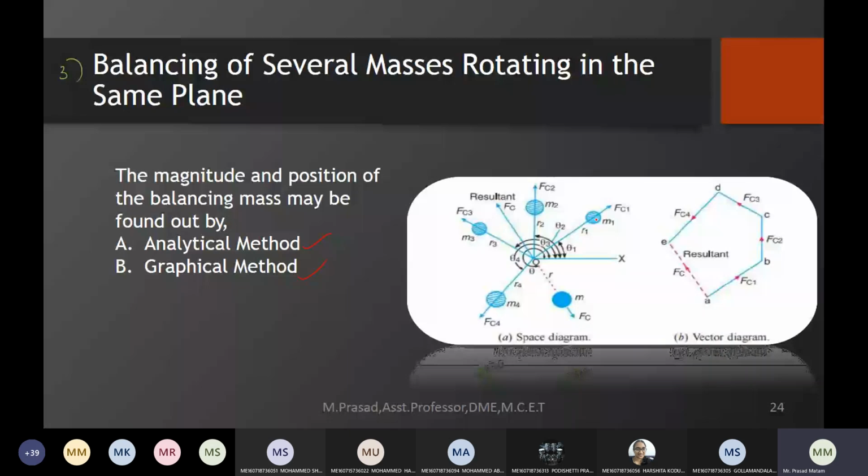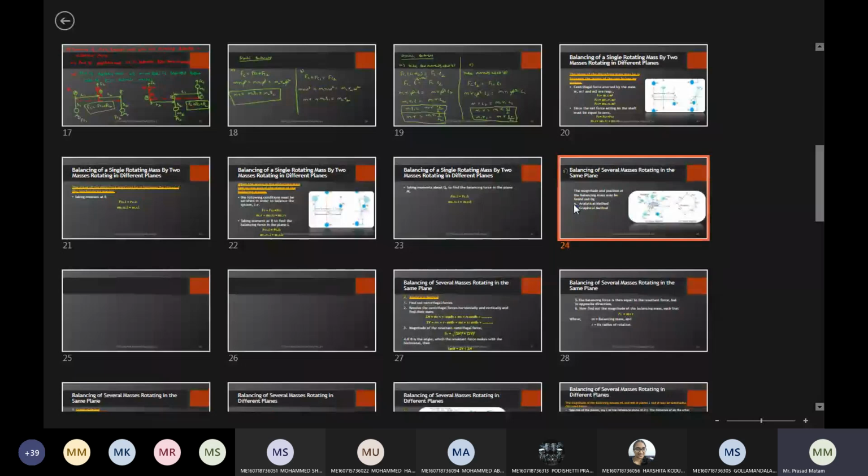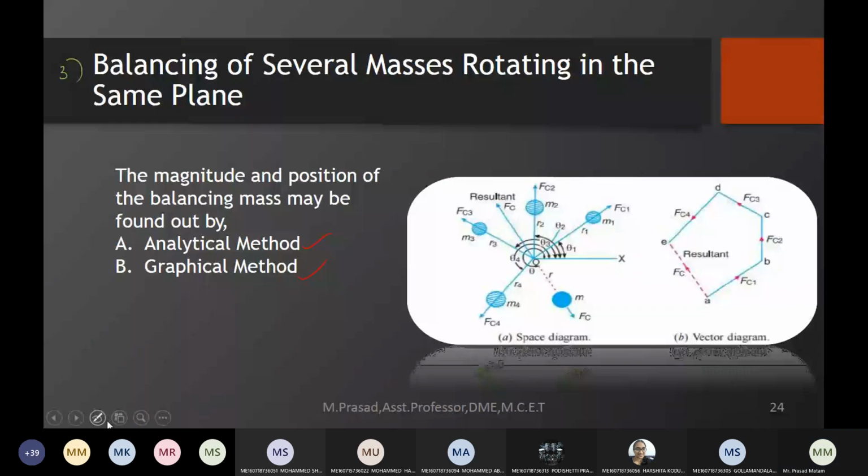On a single plane, I have four masses: M1 at radius R1 making an angle theta 1, mass M2 at radius R2 making an angle theta 2, mass M3 at radius R3 making an angle theta 3, and M4 at radius R4 making an angle theta 4.